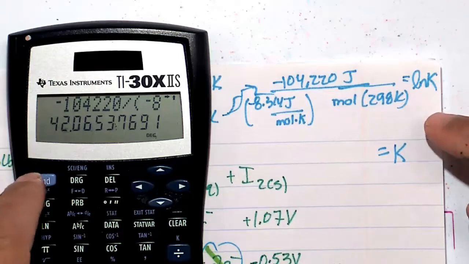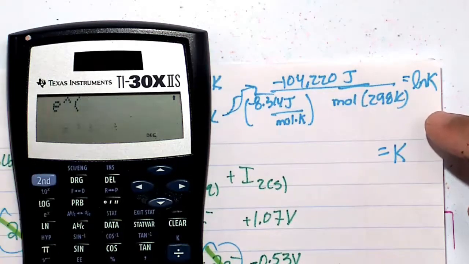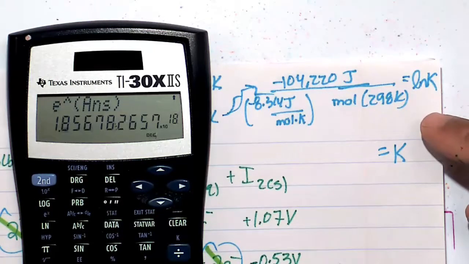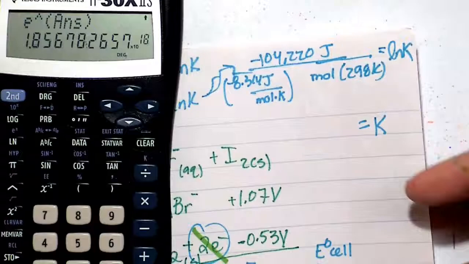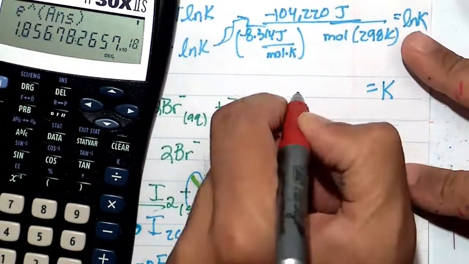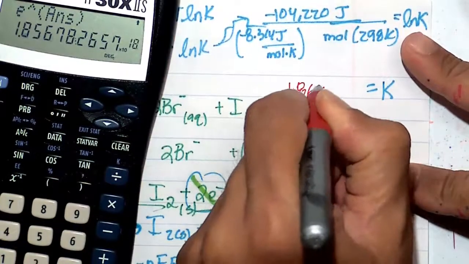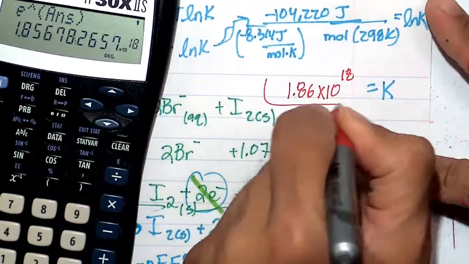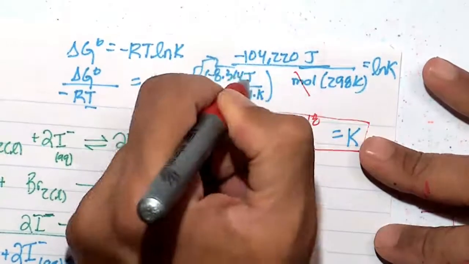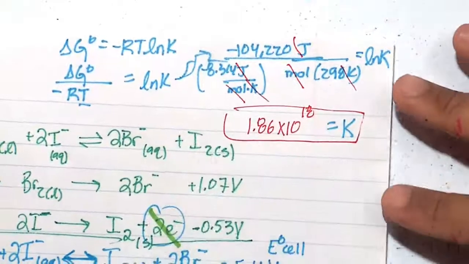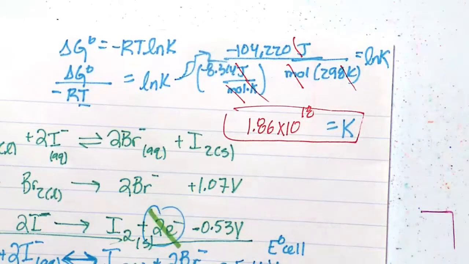To get to K, we will take the inverse natural log, which is e to the x. Doing that, it's 1.86 times 10 to the 18 as the value of Kc. Again, a very large number, which corroborates well with our positive 0.54 volts. Remember, the equilibrium constant is unitless. In fact, all our units cancel out: moles cancel, joules cancel, Kelvin cancel, leaving us with no units. The equilibrium constant has no units.